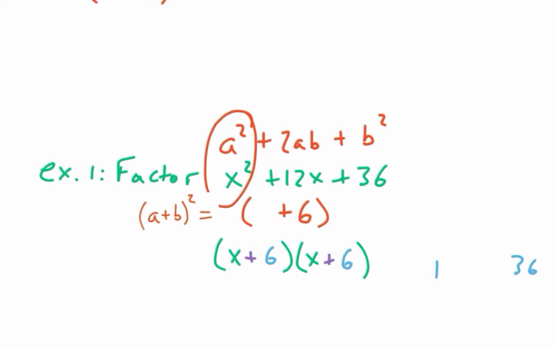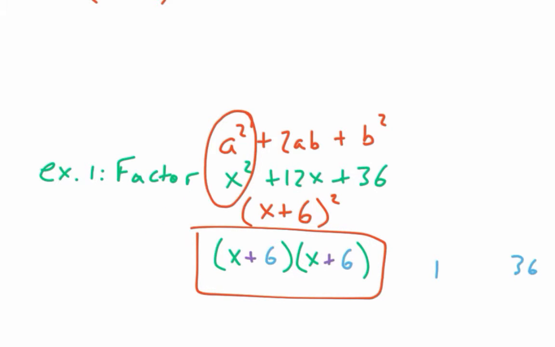And if a squared is x squared, a has to be x, right? A is in the same spot as the x. So it ends up just being x plus 6 quantity squared, which is the exact same answer as we got if we'd done it the longer way.